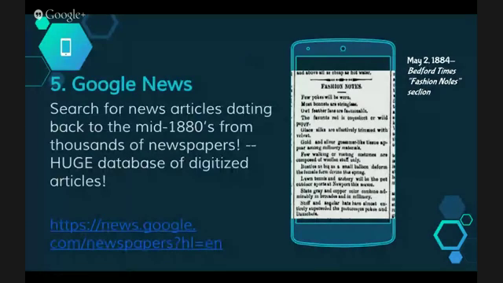Google News. This is one that a lot of people do not know exists, but I think it's a great, great thing that Google has done for us. What you can do is search for news articles dating back to the mid-1880s from thousands of newspapers, and it's in alphabetical order. They go all the way back to the 1880s, and the link is below on this slide here to take you right to the website.